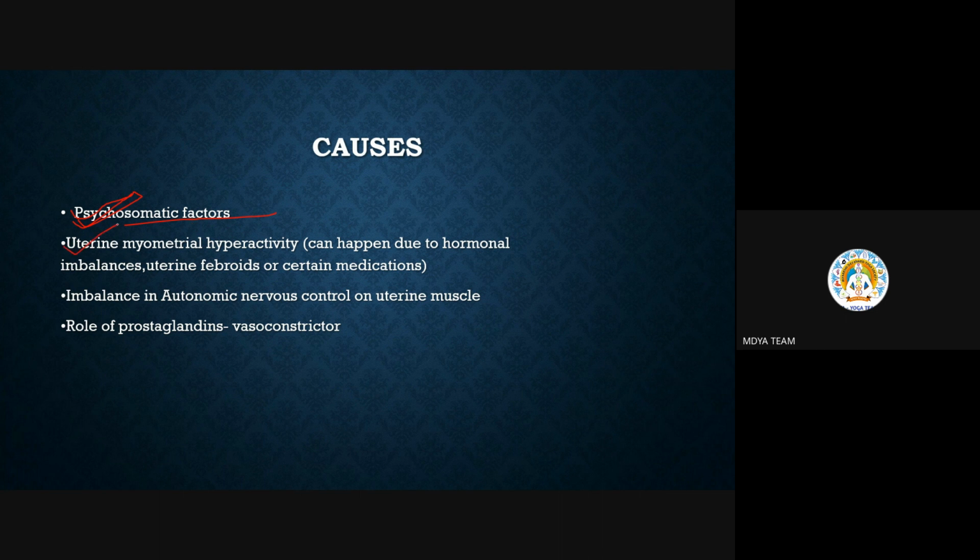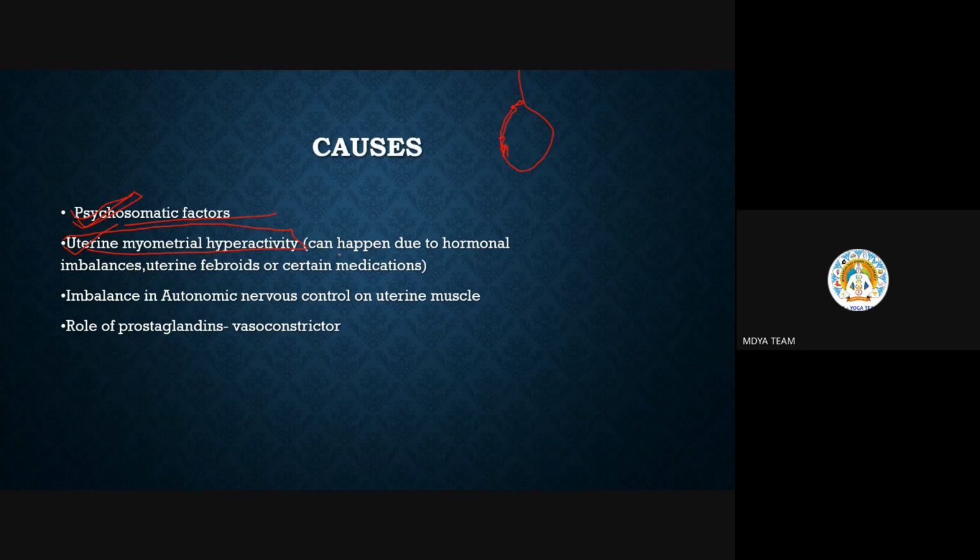And the most important cause is uterine myometrial hyperactivity. Hyperactivity means, as I told you, contraction is required for everyone, a normal girl also, to shed off that blood. But when it is hyperactive, everything excessive is not good for our body. So when it is hyperactive it can lead to this problem, because due to excessive contraction in these myometrial muscles, the pain will be caused.